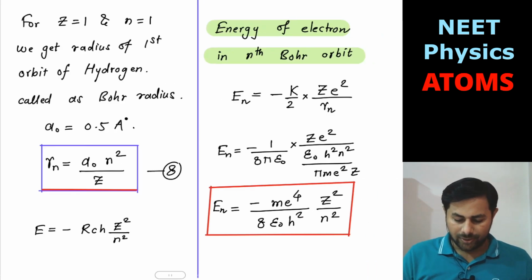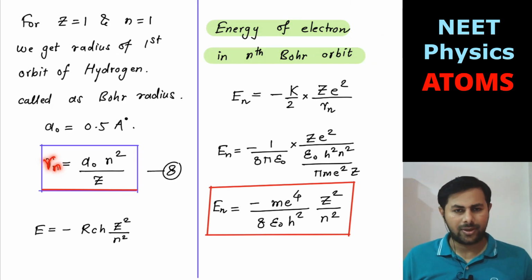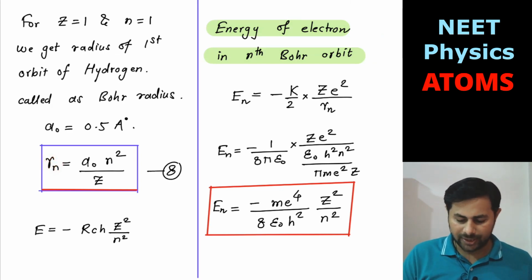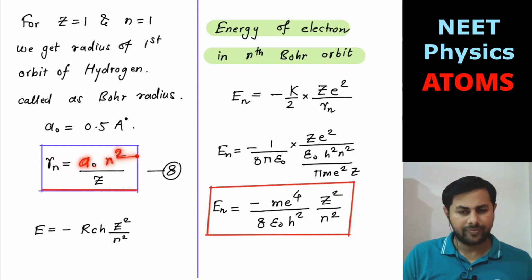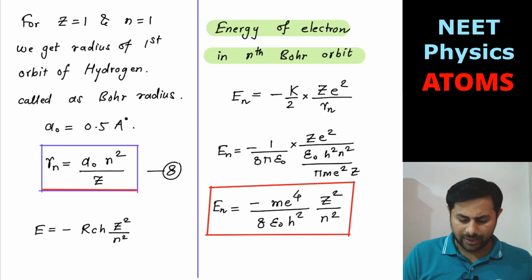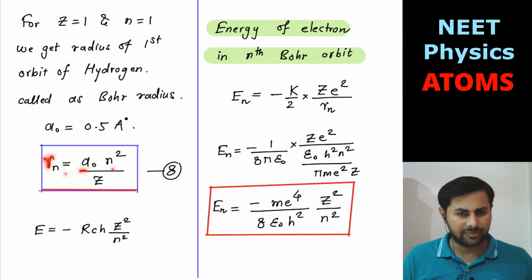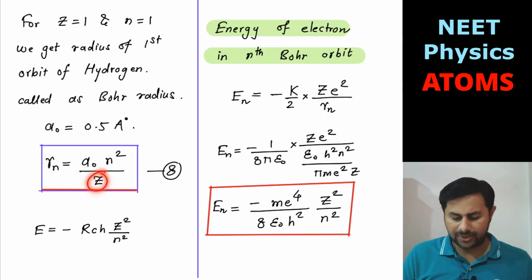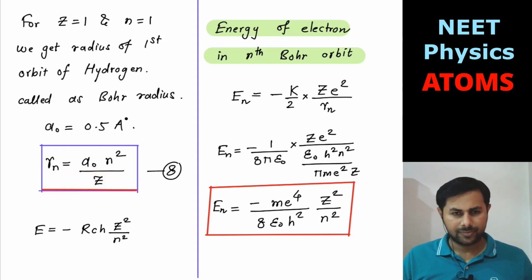So the radius of the nth orbit of an alkali atom is just equal to a naught times n square divided by Z. If it is a hydrogen atom only, then Rn is just equal to a naught times n square. There won't be any Z. This thing is clear, everyone?